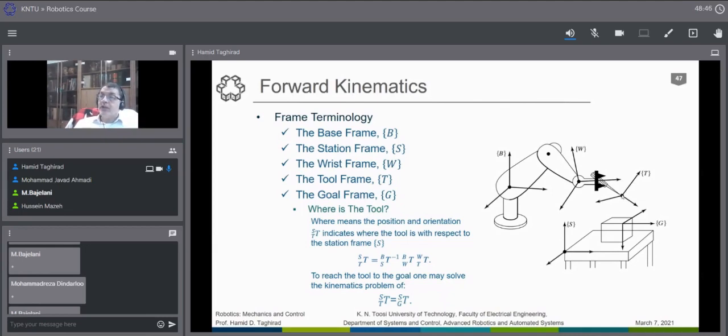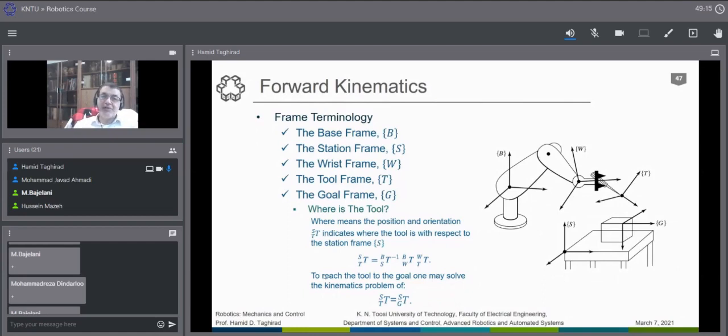And we also have a goal frame. The goal frame is on the subject that we have in our workspace or in our station that we would like to manipulate. For example, we would like to do welding or cutting or painting or whatever we would like to do. And we have this similarity transformation as we see as a map.